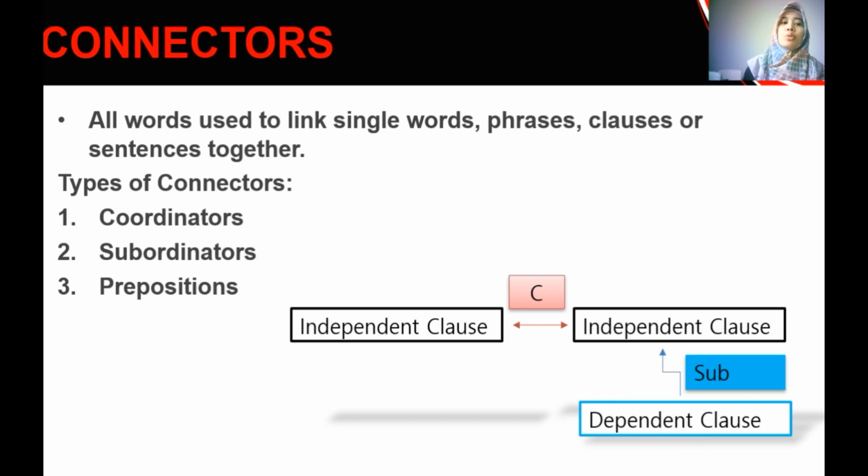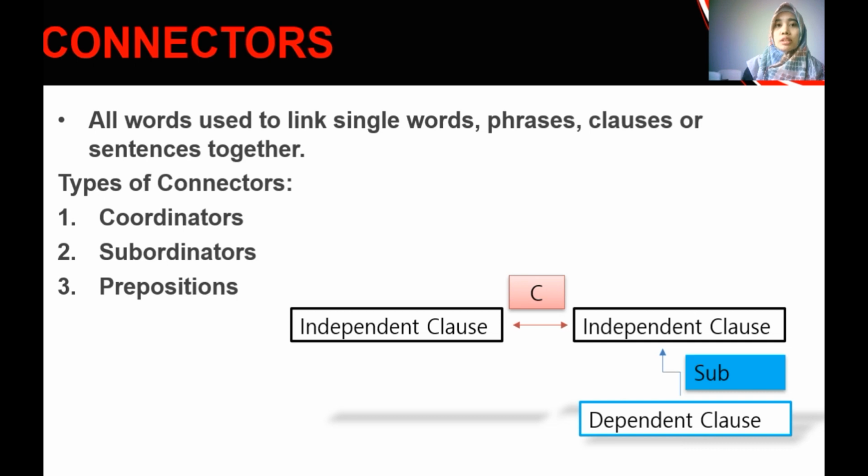So the relation between connectors, especially coordinator with subordinator, can be seen in the following chart. As you can see here, a connector can connect an independent clause with another. An independent clause is a clause that can stand on its own. It is independent in the sense that it's complete in terms of meaning and also syntactic structure.